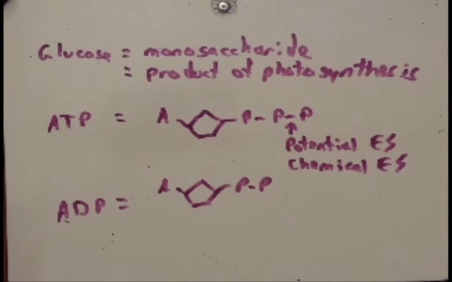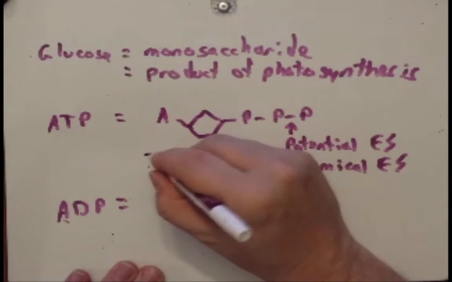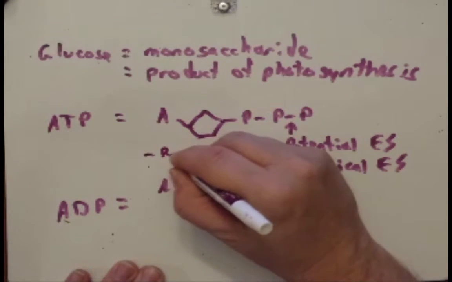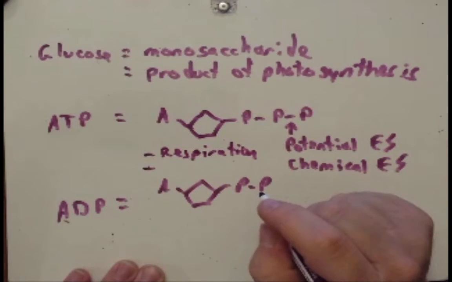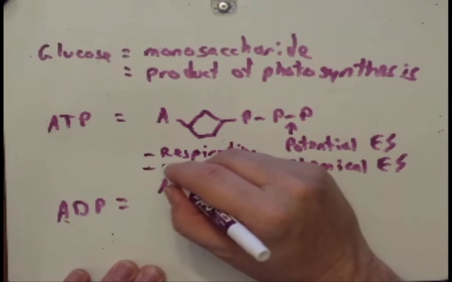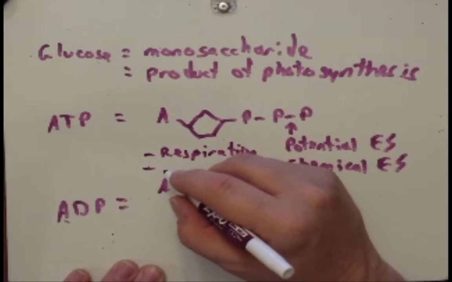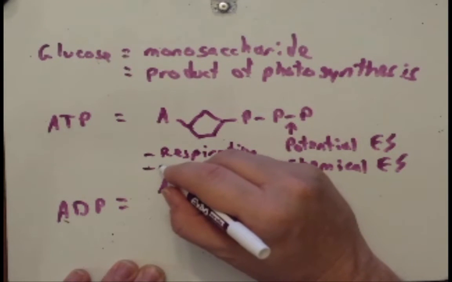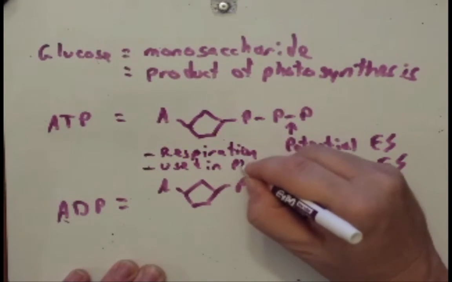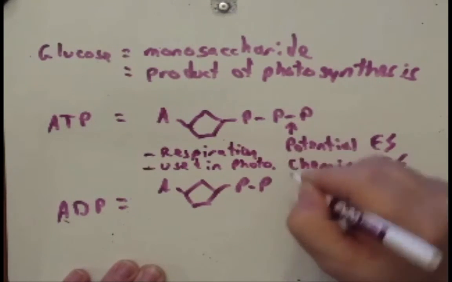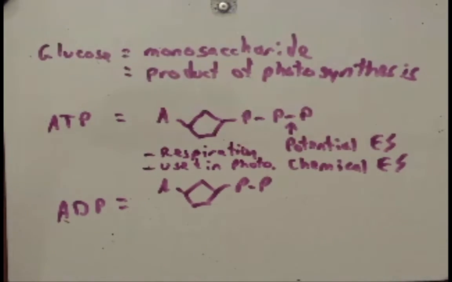Something else we should say about ATP is that we make this during respiration. We haven't talked about respiration, but we will on Monday. And this ATP is critical for photosynthesis. So I'm just going to put used in photosynthesis. I abbreviated photosynthesis because I didn't have room.